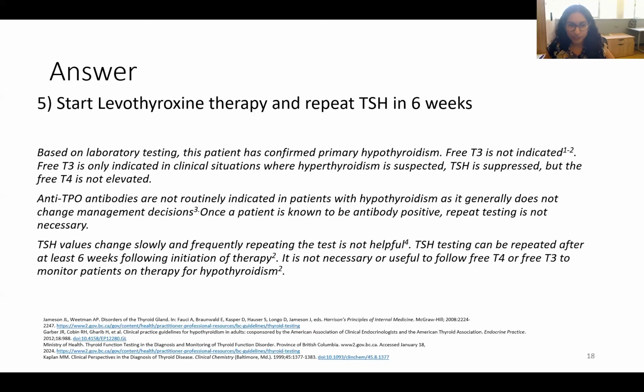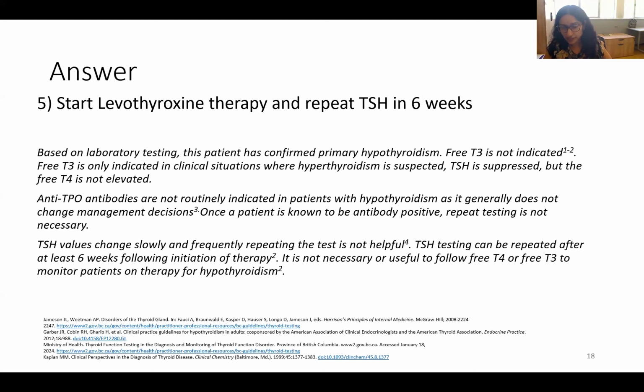So again, my answer here would be that I would just start levothyroxine therapy and repeat TSH in 6 weeks. And I'll walk through why I picked that answer. Based on lab testing, this patient has confirmed primary hypothyroidism, so I don't really need a free T3. It's not going to help me, and it's probably only going to confuse the situation if it doesn't come out exactly how I thought it would.